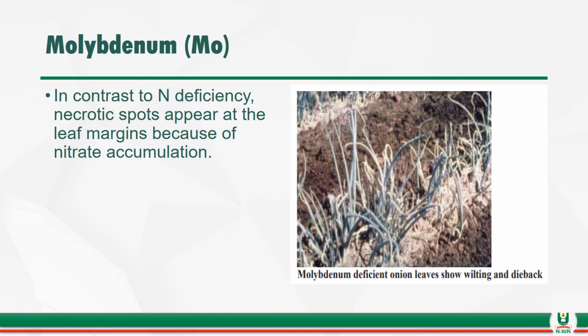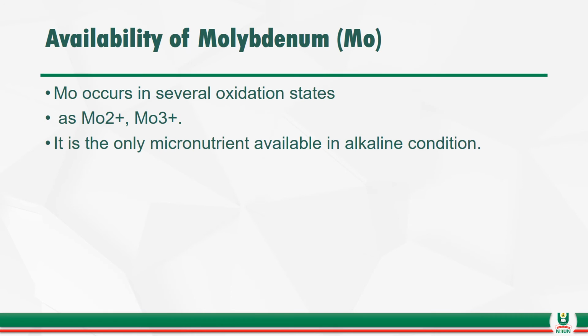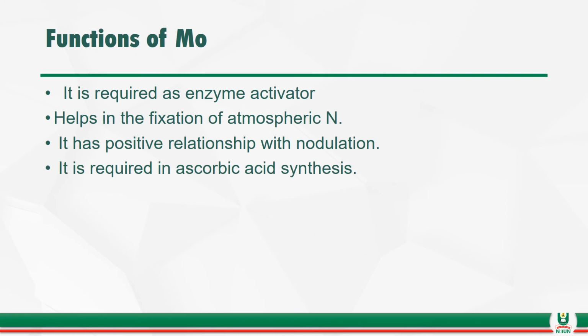Molybdenum, Mo. In contrast to nitrogen deficiency, necrotic spots appear at the leaf margins because of nitrate accumulation. Availability of Mo: Mo occurs in several oxidation states, such as +2 and +3. It is the only micronutrient available in alkaline conditions. Functions of molybdenum: it is required as an enzyme activator and helps in the fixation of atmospheric nitrogen. It has a positive relationship with nodulation. It is required for ascorbic acid synthesis.